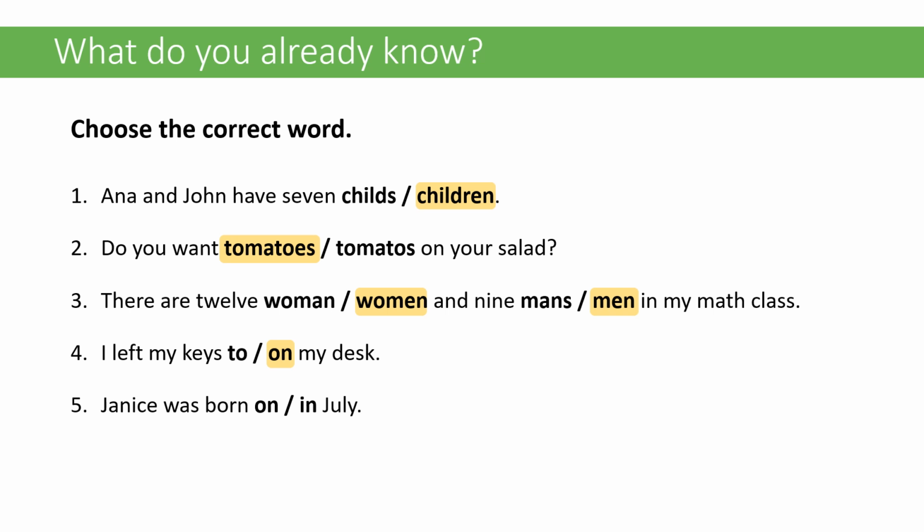Janice was born on or in July? It's going to be in. Vanessa was born on or in December 23rd, 1997? It's going to be on.